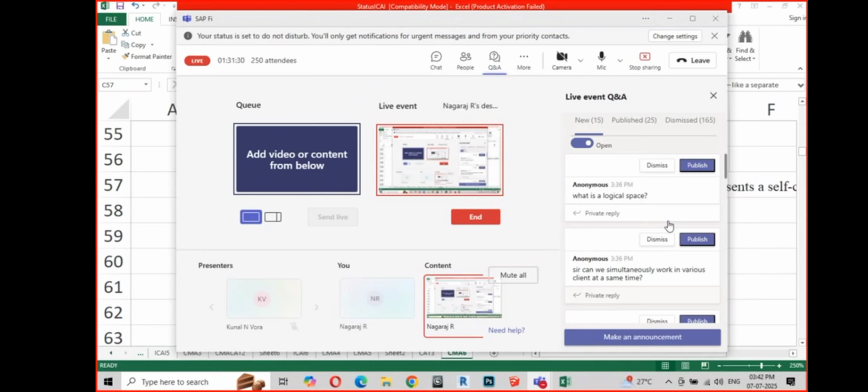Can we simultaneously work in various clients at the same time, provided you have two different systems? In one laptop or on one desktop, you cannot have you working on different clients at the same time. You can work only on one client at one point in time. Clear?